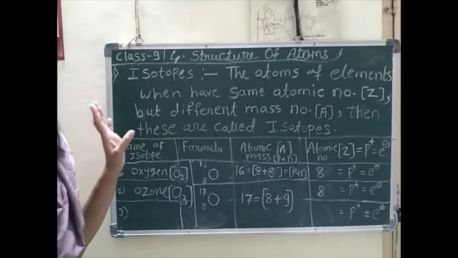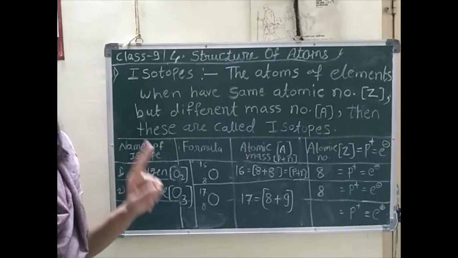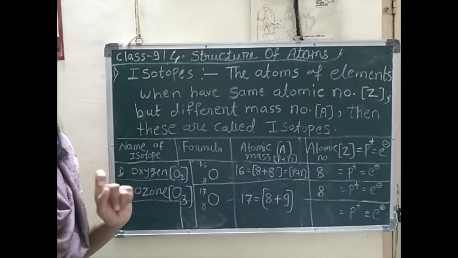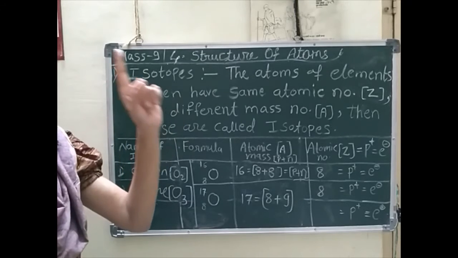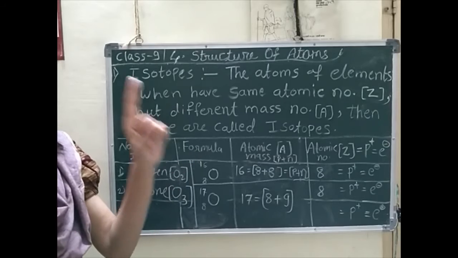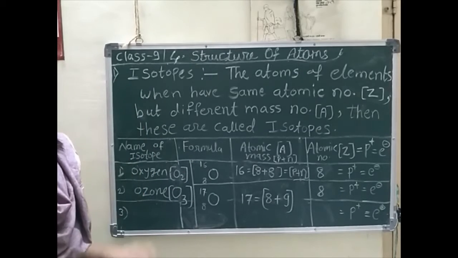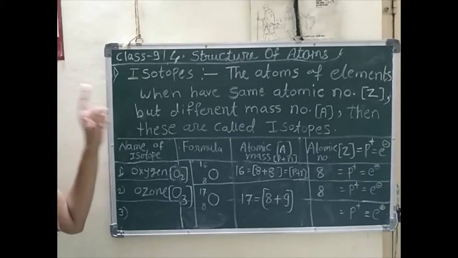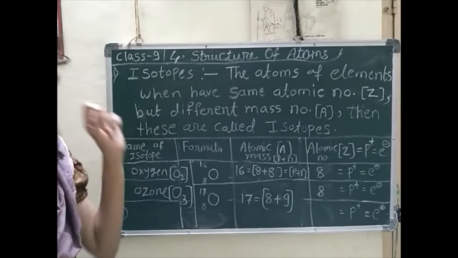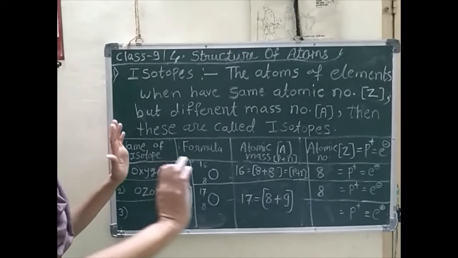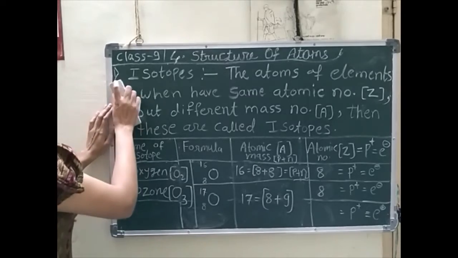Also we can write carbon. Carbon also has isotopes. Carbon has atomic number 6, but the mass number in the first case is 12, in the second isotope 13, and in the third isotope 14. Carbon with mass number 12, carbon with mass number 13, carbon with mass number 14. These are the isotopes of carbon. So this is very important.